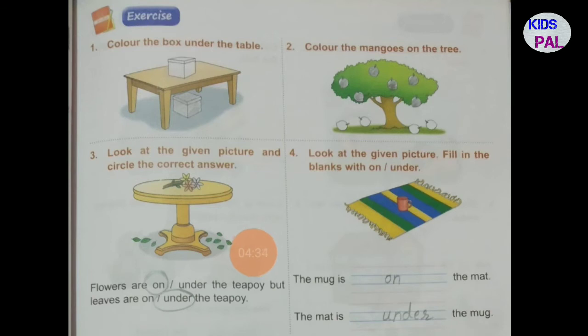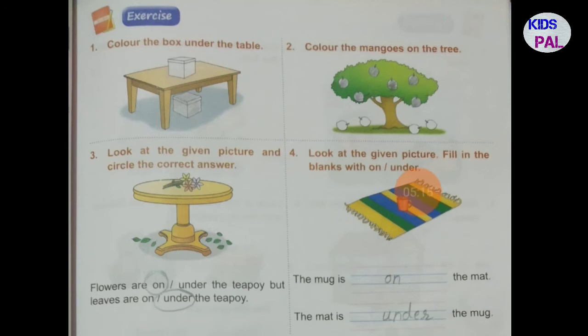Third point, look at the given picture and circle the correct answer. Here, see, a picture is there. One table is there, flowers are kept on the table and leaves have fallen down. So sentences are here. Flowers are on or under the teapot. Means where are the flowers? Flowers are on the table. So circle on. And leaves are on or under the teapot. So the leaves are under the teapot. So circle under.